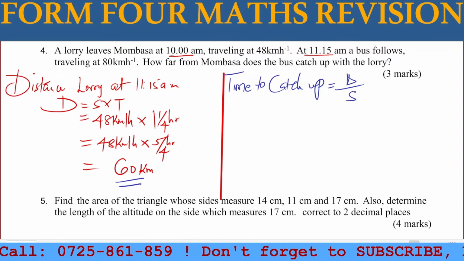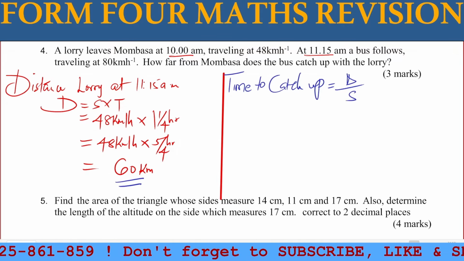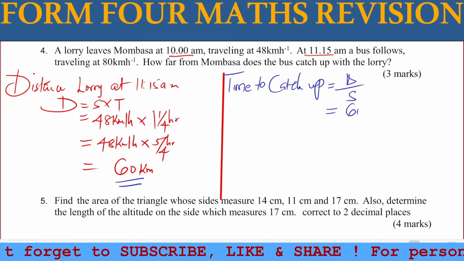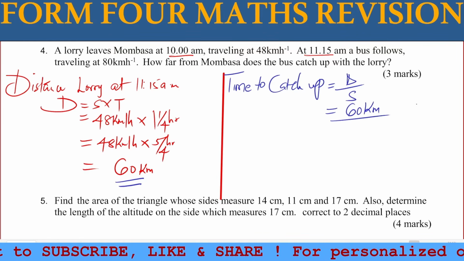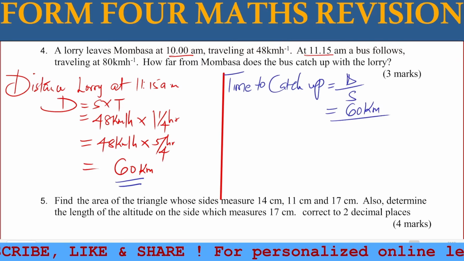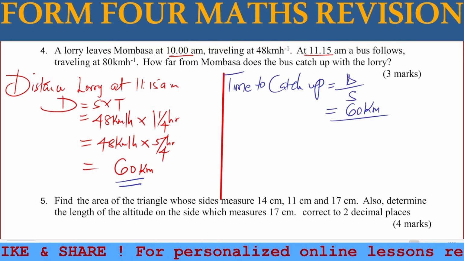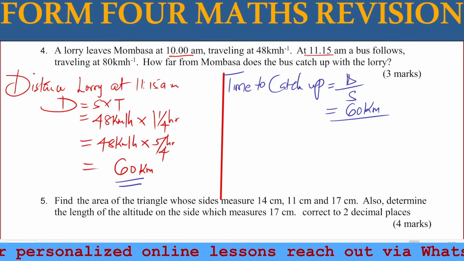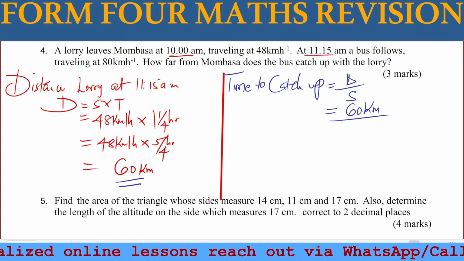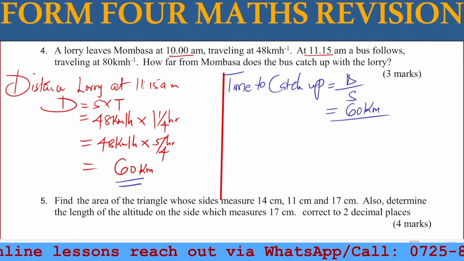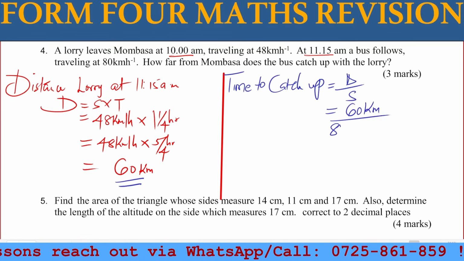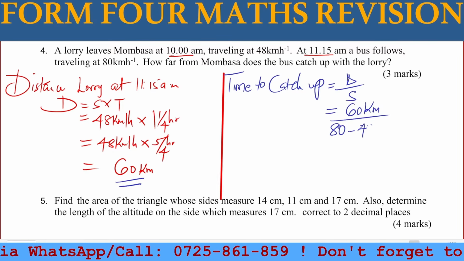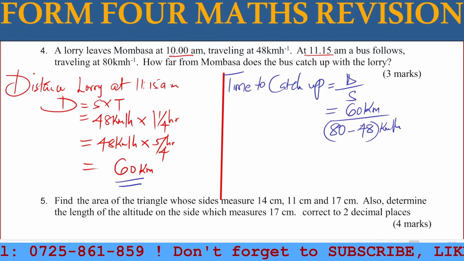So the relative distance, that is the distance between them at 11:15 a.m., is 60 kilometers. And then the relative speed. Remember these bodies are moving in the same direction, so one is moving at 48 kilometers per hour, the other one at 80 kilometers per hour. Therefore, to get the relative speed, we're going to subtract. So 80 subtract 48 is 32 kilometers per hour. That is the relative speed.